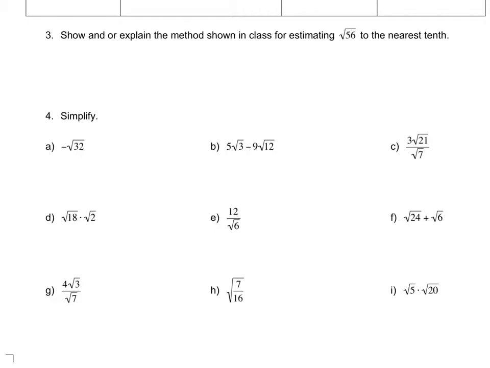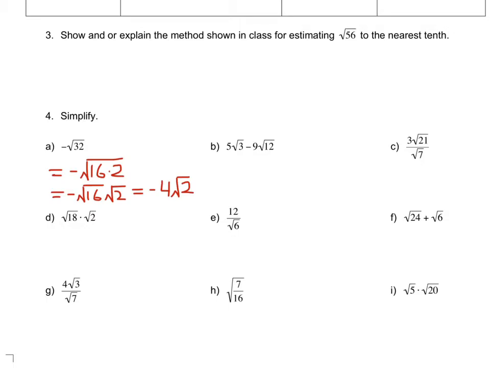So now let's take a look at 4a. Negative square root of 32. So what are the factors you can factor the 32 into that contains the biggest perfect square? Can I make it into square root of 16 times square root of 2? So what's square root of 16? Square root of 16 is a perfect square number. So I have negative 4 times square root of 2.